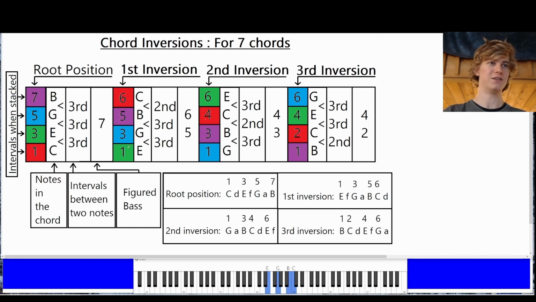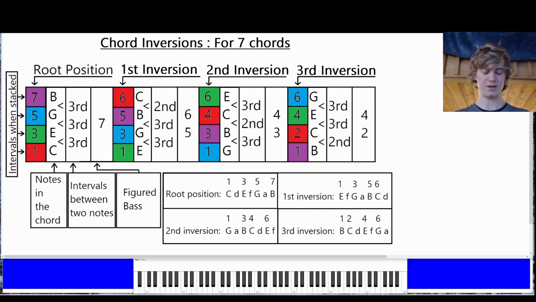Okay, so let's kind of analyze that. So instead of a 1, 3, 5, and 7, now because those last two notes are right next to each other, now I have a 1, 3, 5, and 6. Because as you can see, between my E and my G, there's a third. Between my G and my B, there's also another third. Then between my B and my C, there's only a second. Okay, so we have 1, 3, 5, 6: root, a third above that, a third above that, and then a second above that.